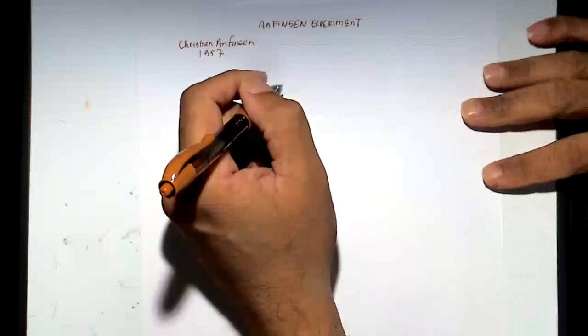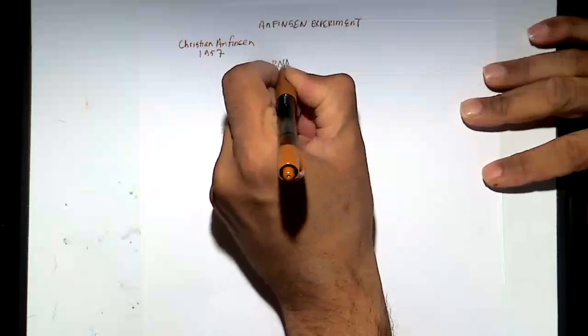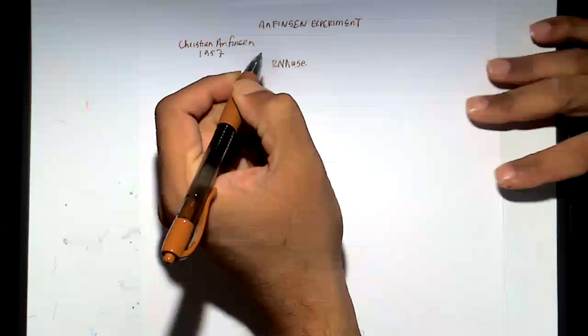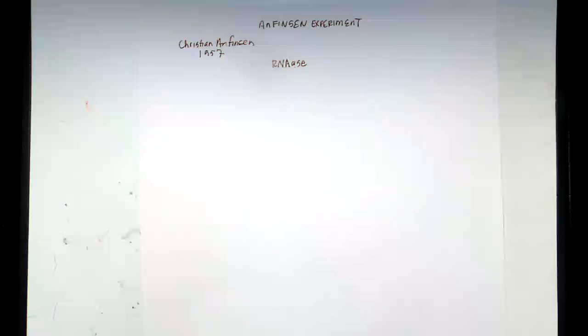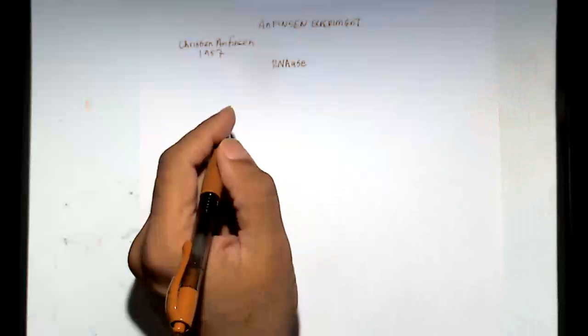So the protein that Anfinsen was working on was called RNase. Okay, so all we need to know about RNase is that it cuts RNA. It's going to cleave the phosphodiester bond in the RNA molecule. It cuts it promiscuously. It just cuts RNA, breaks it apart into individual nucleotides.